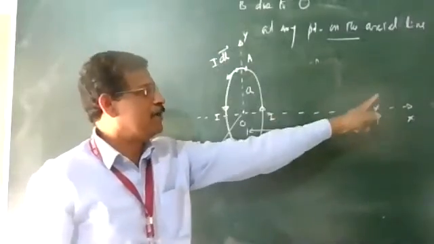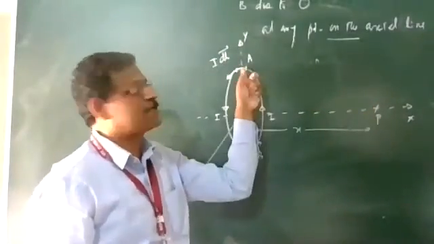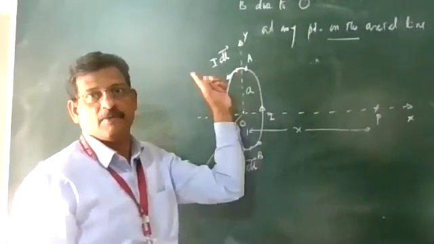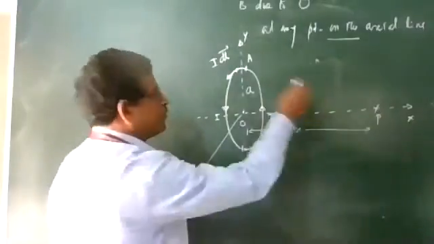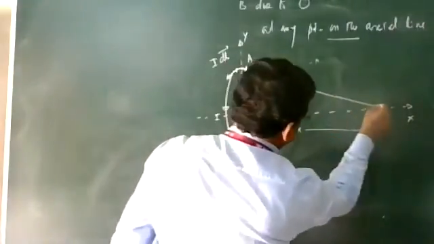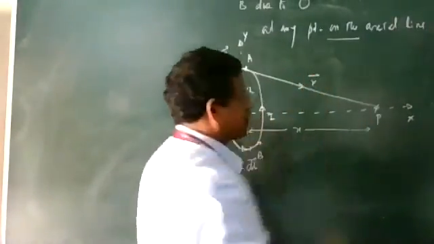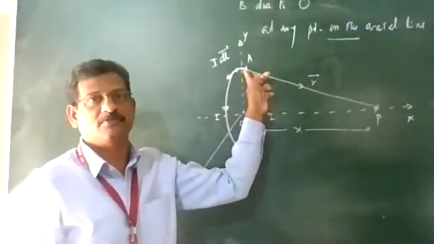Now, what is the magnetic field at the point P due to this current element at A? For that, the position vector has to be drawn. R vector is the position vector of point P with respect to this.